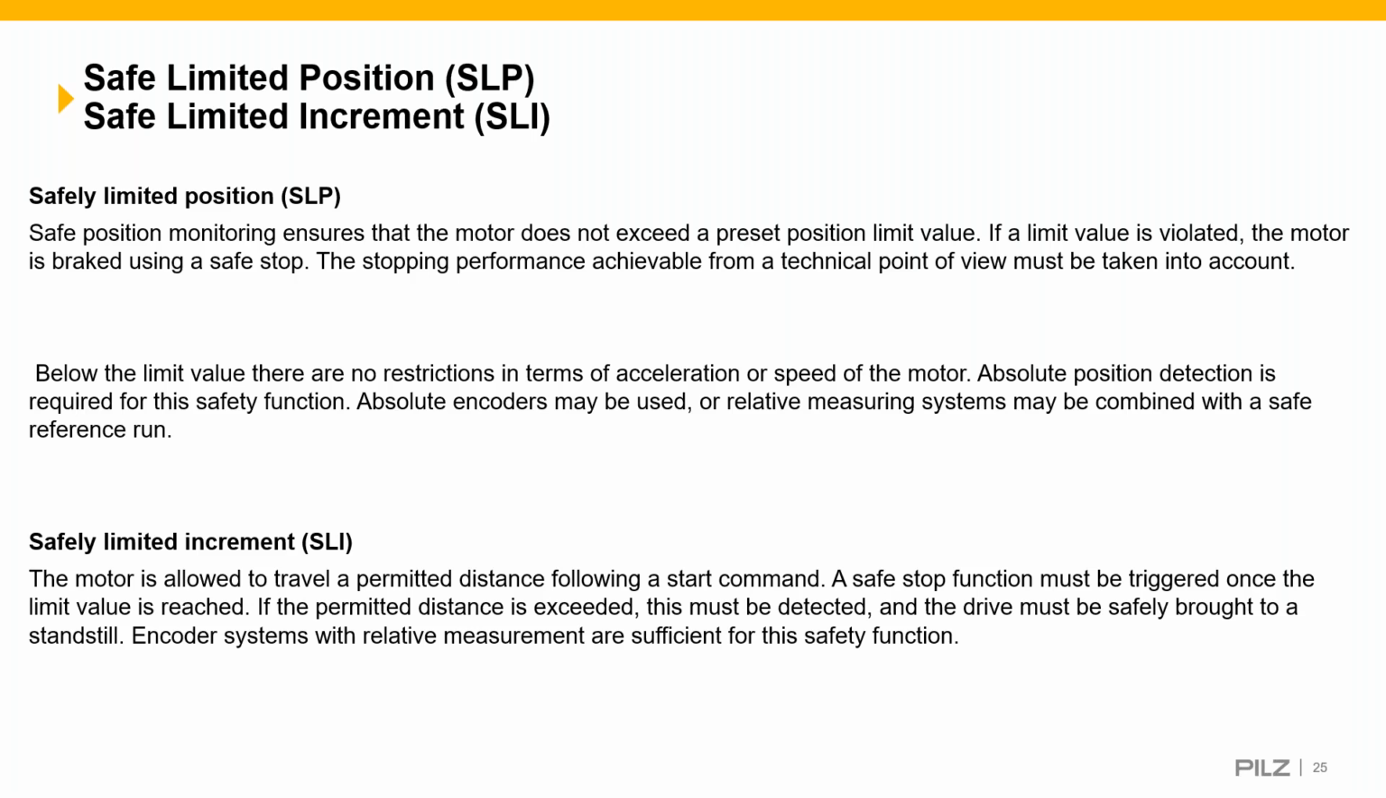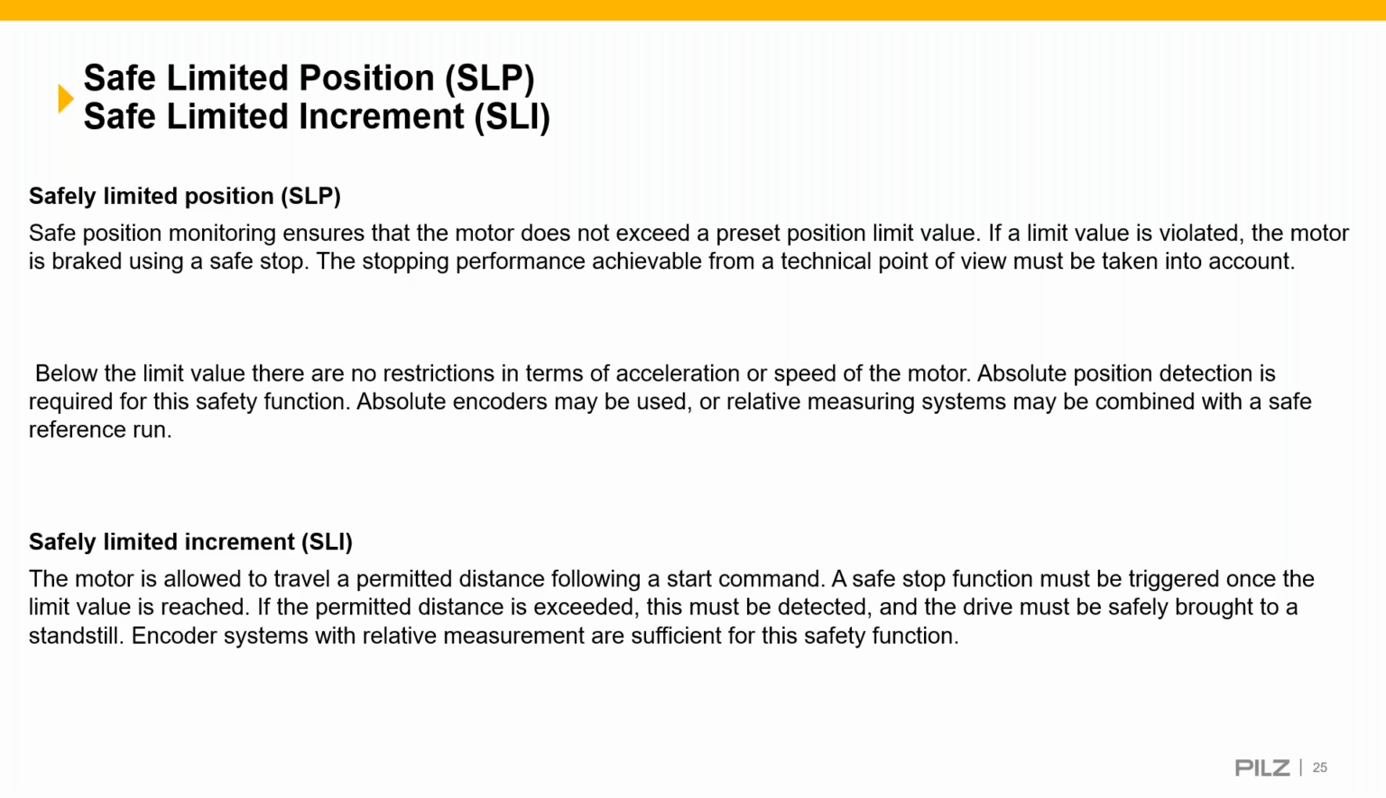Safe position monitoring ensures that the motor does not exceed a preset position limit value. If a limit value is violated, the motor is braked using the safe stop. The stopping performance achievable from a technical point of view must be taken into account. Below the limit value, there are no restrictions in terms of acceleration or speed of the motor. Absolute position detection is required for this safety function. So absolute encoders may be used, or relative measuring systems may be combined with a safe reference run.